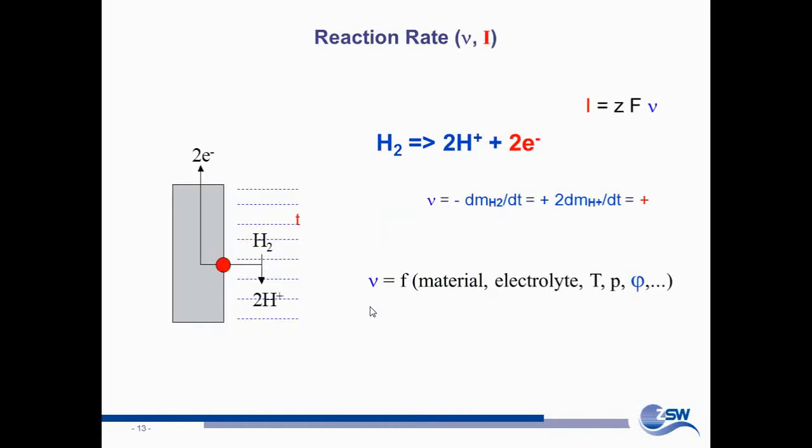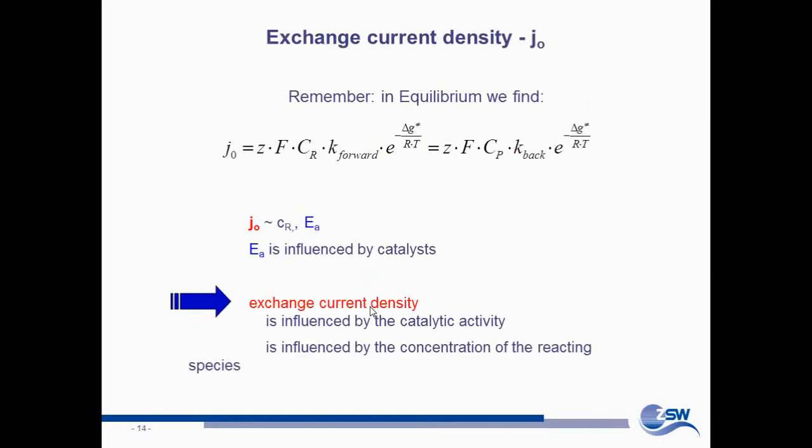So, as we learned, pushing electrons through an interface means that the reaction rate depends on the material, on the electrolyte, on temperature, on pressure, and on the potential of this electrode. And you remember the exchange current density. It is a measure of the rate of reaction to a certain extent. Here, it's a measure of the activation enthalpy, and it also involves something like the reactant concentration to a certain extent.